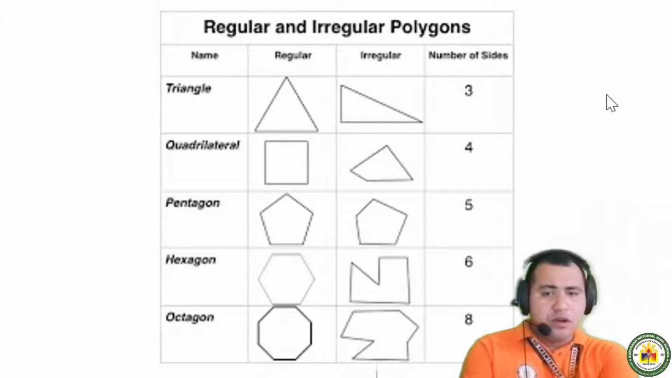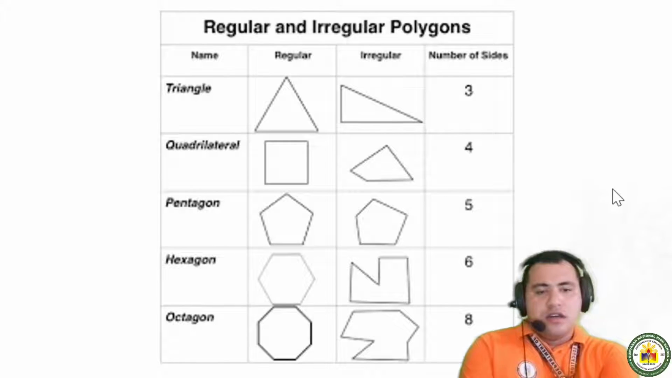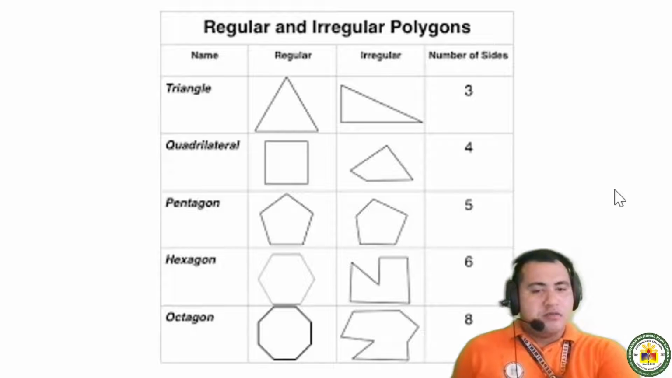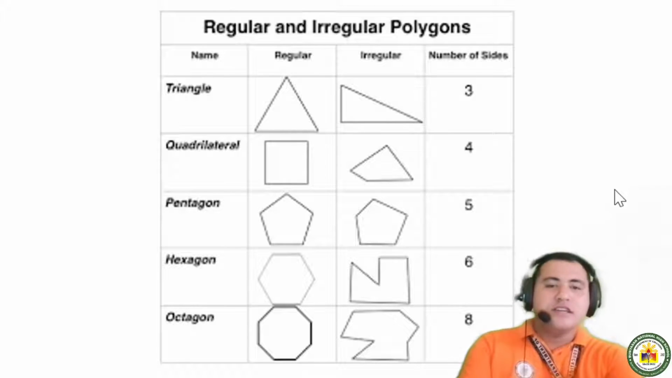Okay, those are other examples of polygons. In this figure, regular and irregular polygons. These are some of the examples of regular and irregular polygons. So, I hope it will help your study.